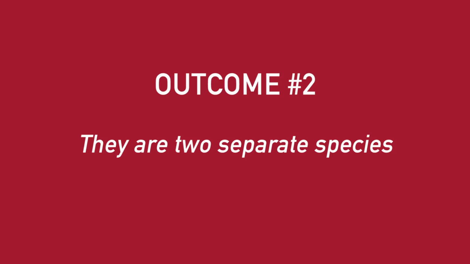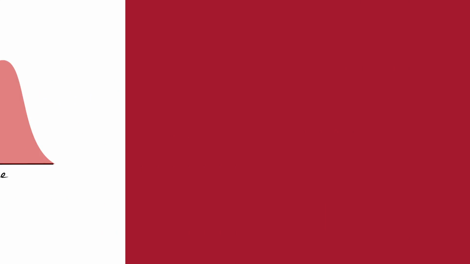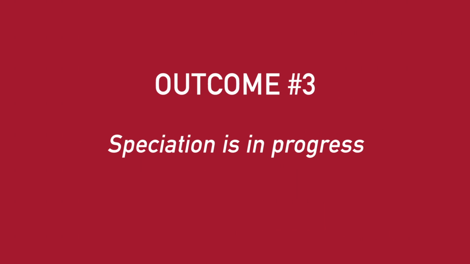In the second outcome, the 2 populations are separate species. In this scenario, the average beak sizes of the finches are very different. In fact, many physical and genetic differences have accumulated, and the populations have become different enough that they do not mate with each other. This lack of interbreeding means that speciation has occurred. In the third outcome, speciation is in progress.